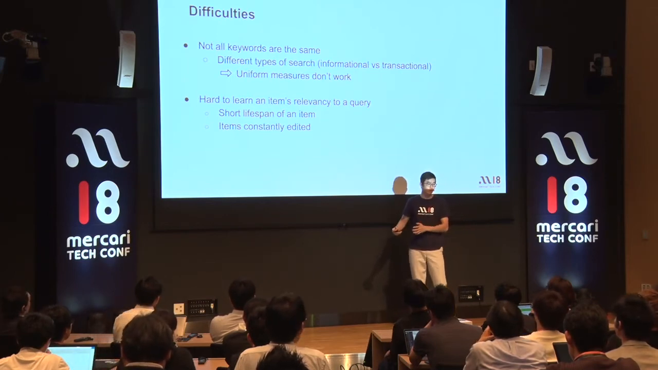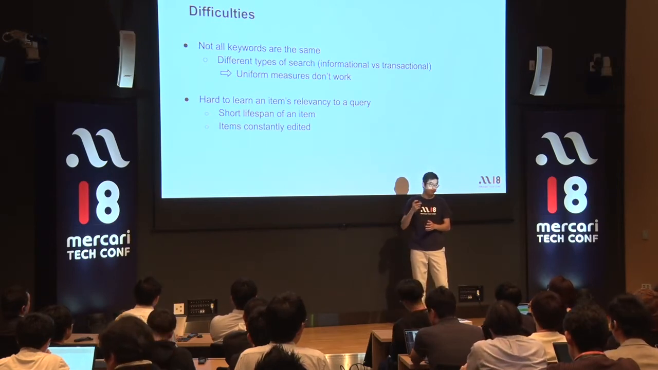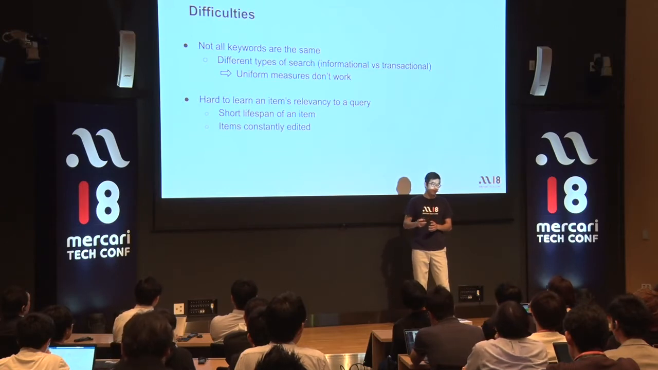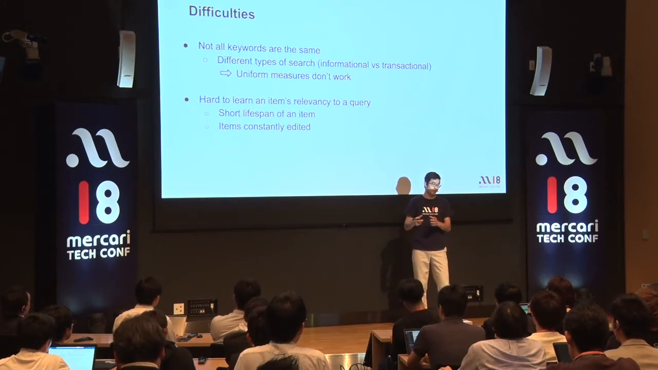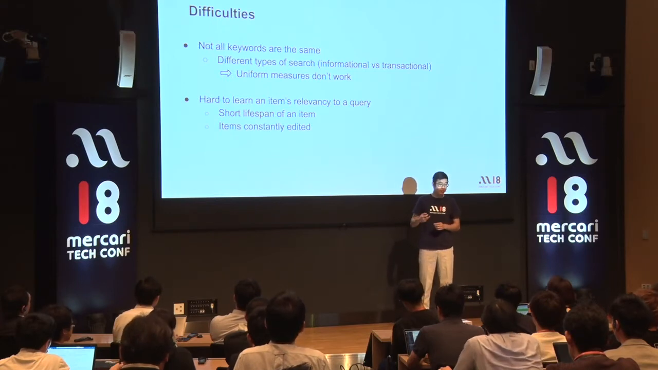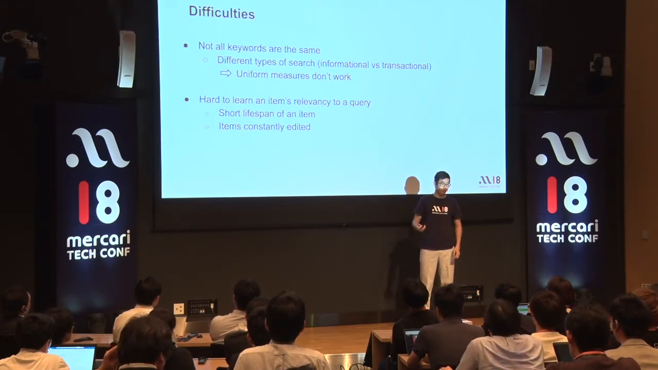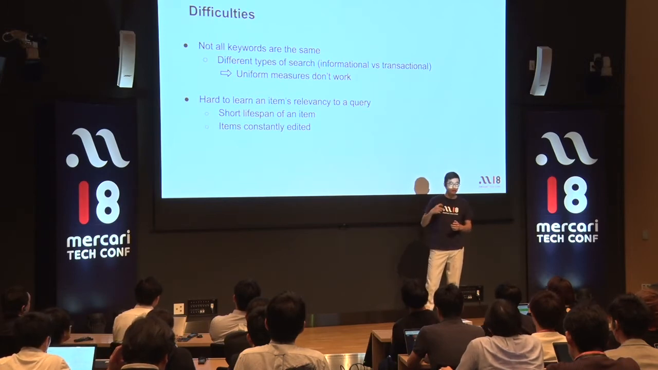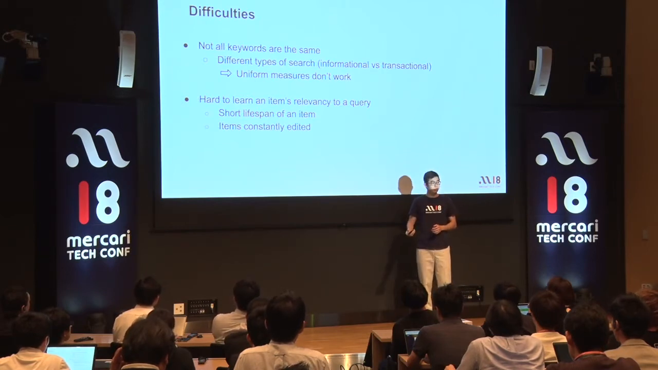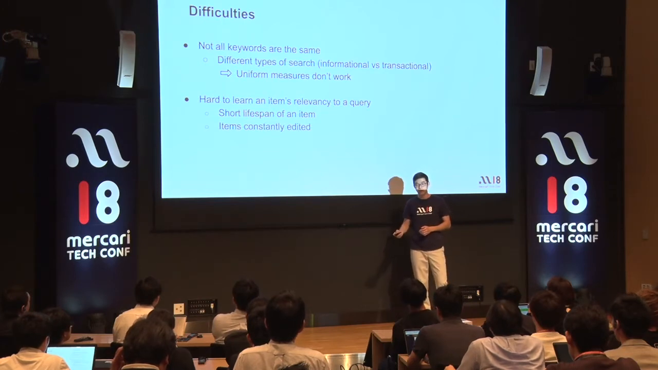But in the other one, the transactional search, users search with a keyword for some specific product that they want to purchase. In this case, we have to return a search result with that specific item, because that's what the user is looking for. Having these different types of search means that uniform measures do not work. We actually tried improving precision for all of the keywords in Mercari, and the result turned out to be unsuccessful.